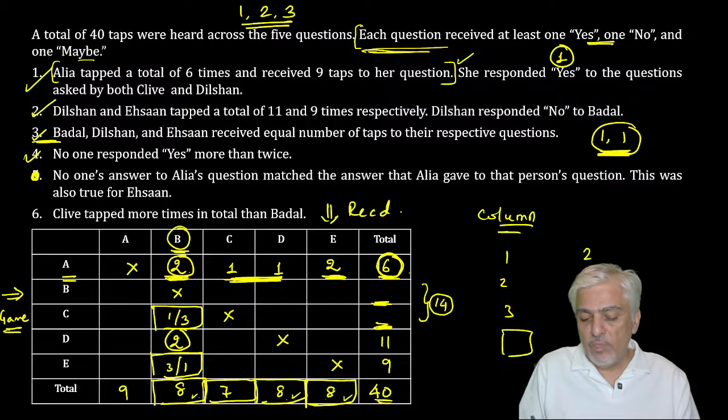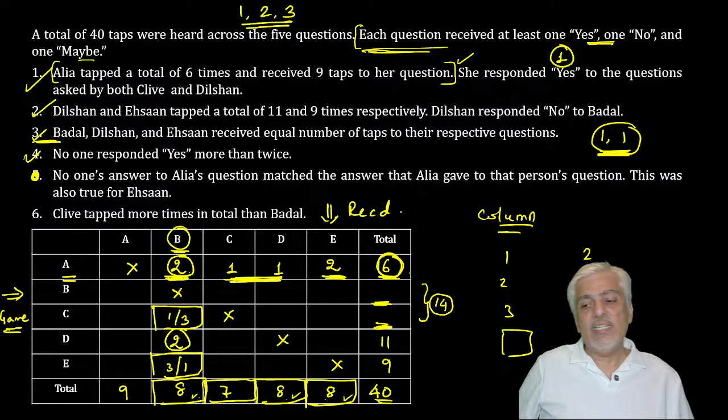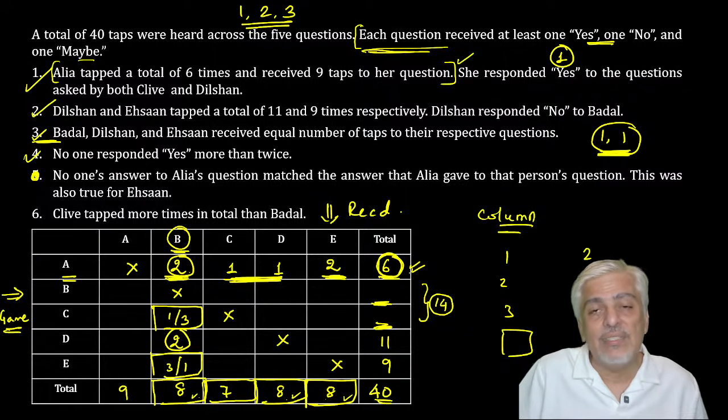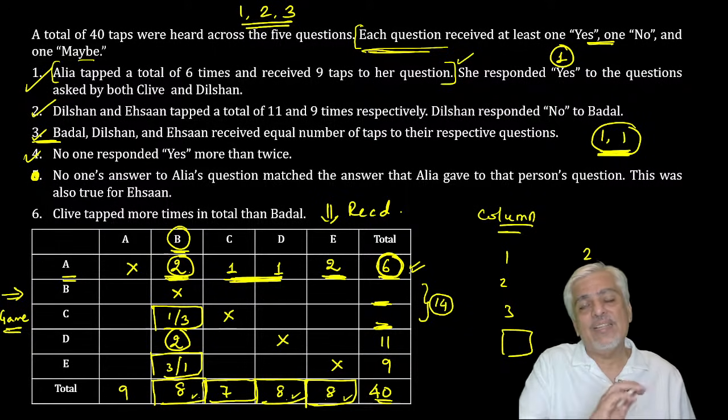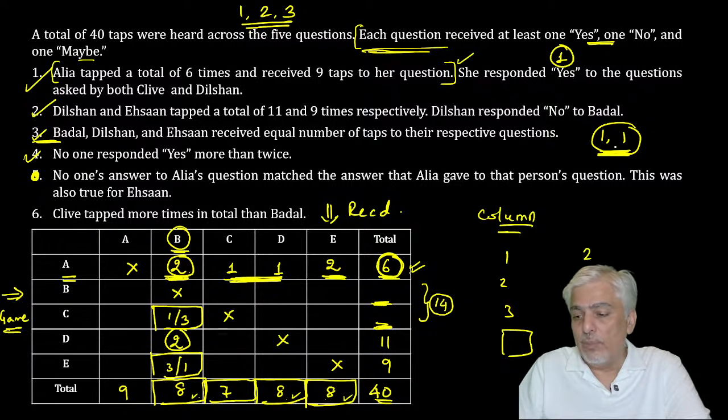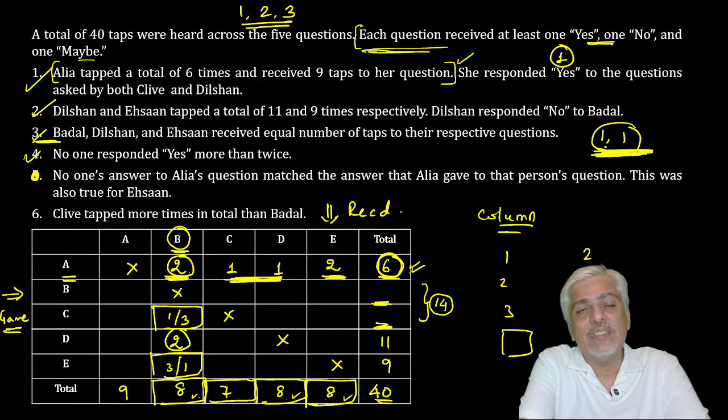Now, if you look at it horizontally, look at what is Alia's total horizontally. Alia's total horizontal is 6. 2, 1, 1, 2. Can anybody get less than 6? Think. Is there any method by which you can get less than 6? Because you have been told you can put only 2 ones. If you can put only 2 ones, there is no way you can get less than 6. You will get everything 6 or more than 6.